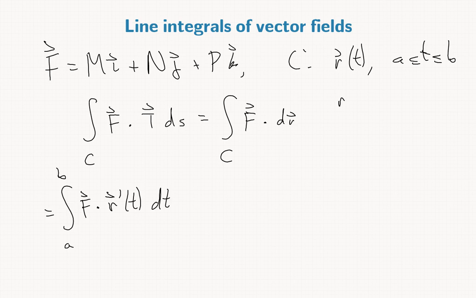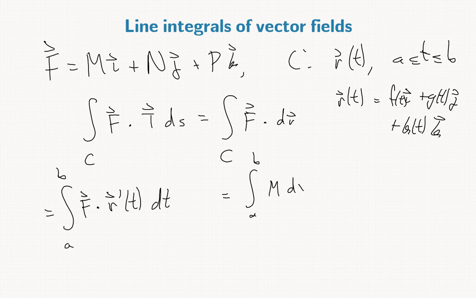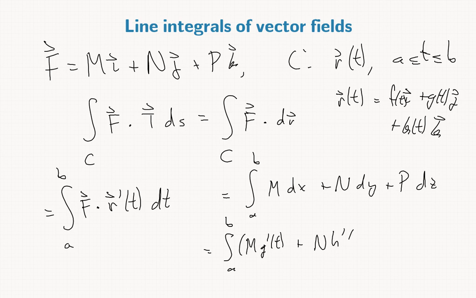If we write r of t as f of t i plus g of t j plus h of t k, then we can also write this as the integral from a to b of M dx plus N dy plus P dz, which again explicitly means the integral from a to b of M f prime of t plus N g prime of t plus P h prime of t, and then all of that dt.